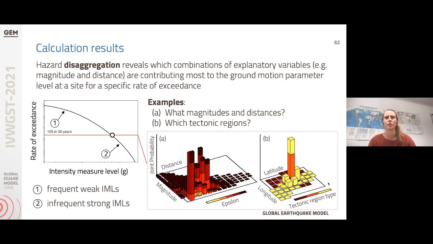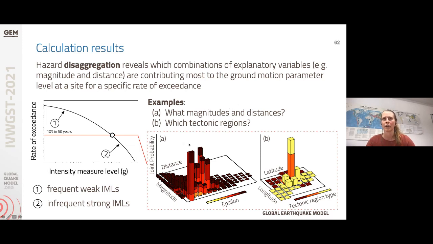And the final type of result that we'll look at today is the hazard disaggregation. These are useful to reveal which combinations of explanatory variables, so parameters used in the hazard input model, are contributing most to the ground motion parameter level at a site for a specific rate of exceedance. So looking again at that hazard curve and the single value for 10% in 50 years, we can see that there are different sources that have a larger impact on that computed value.